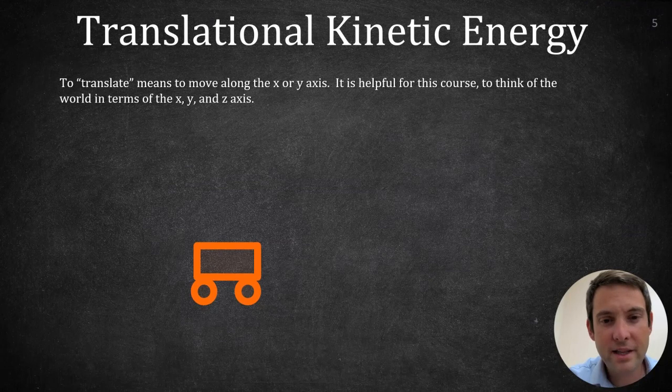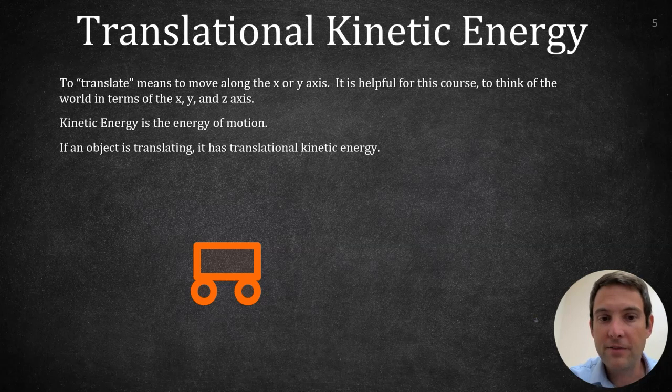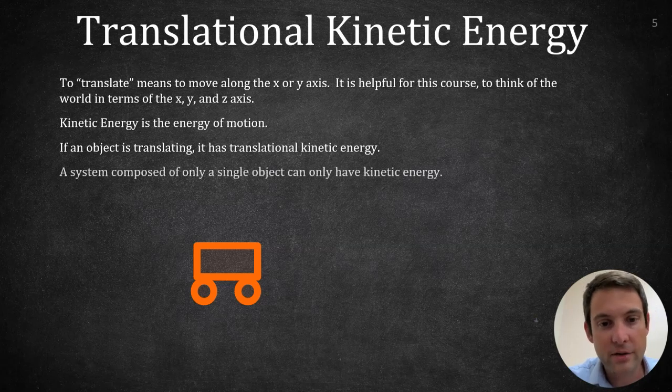To translate means to move along the x or y axis. It's helpful for this course to think of the world in terms of the x, y, and z axis. Kinetic energy is the energy of motion. If an object is translating or moving along the x or y axis, then it has translational kinetic energy. A system composed of only a single object can only have kinetic energy, and that's only if it's moving. If there is no speed, there is no kinetic energy.